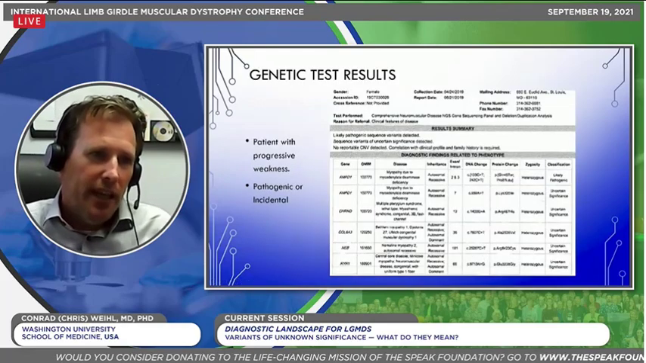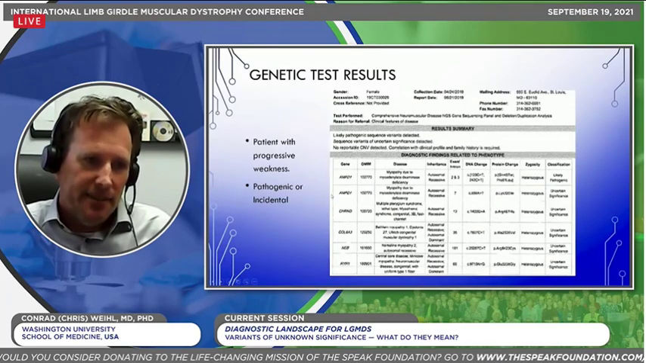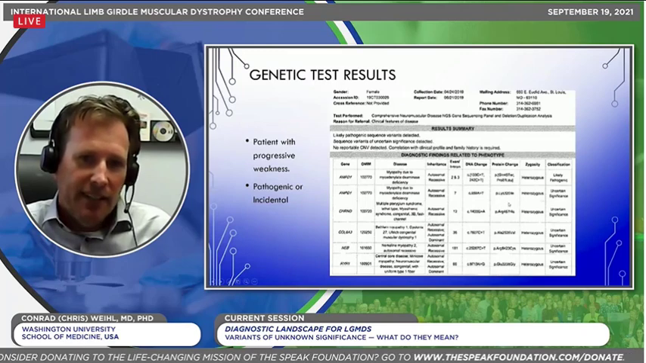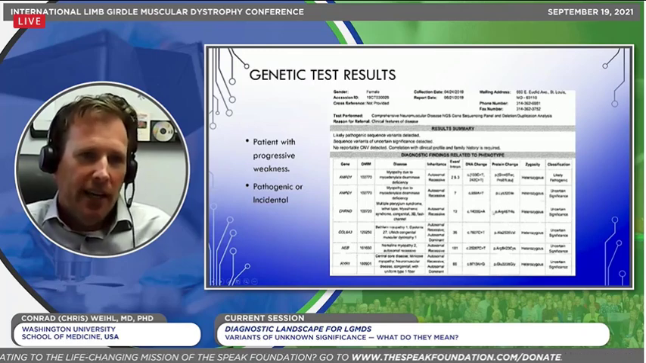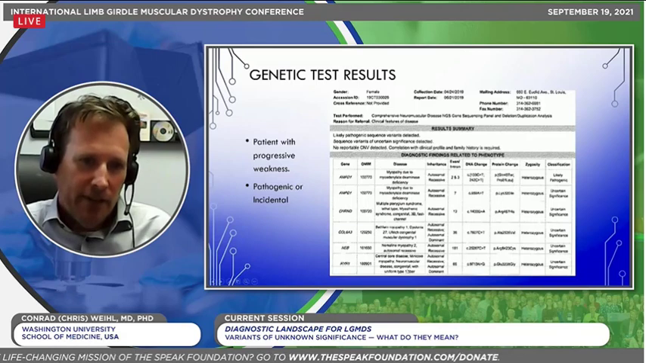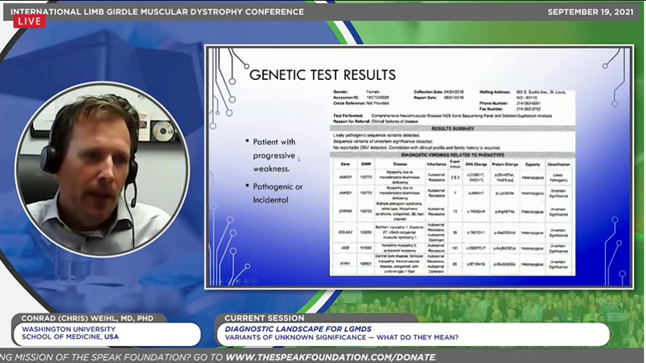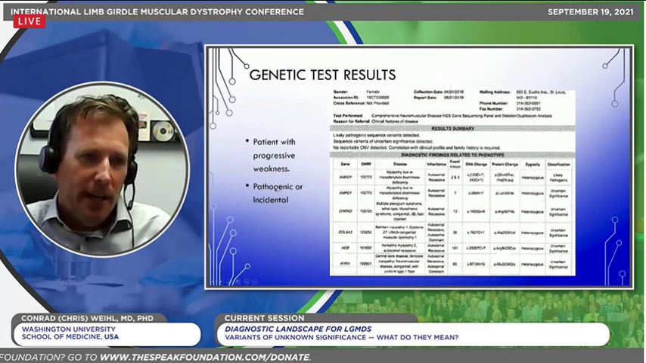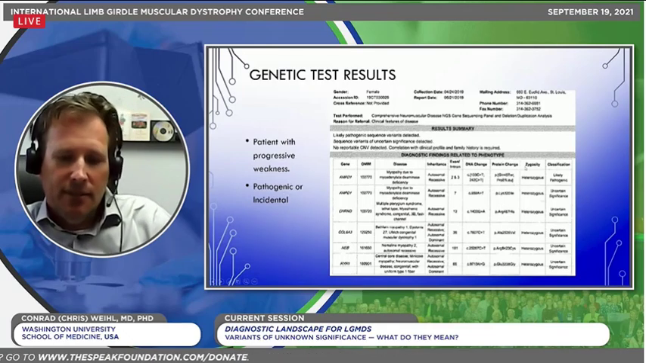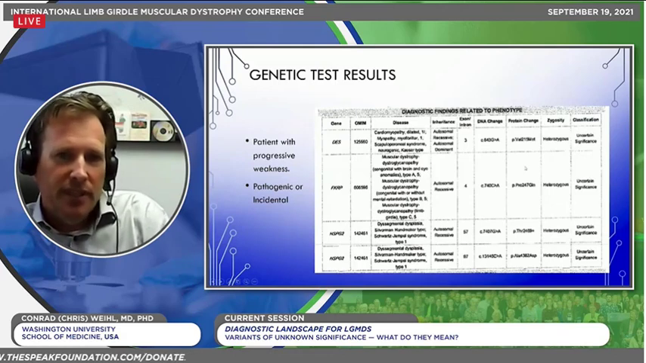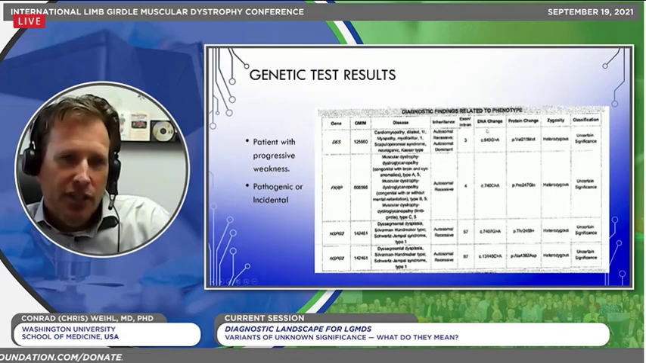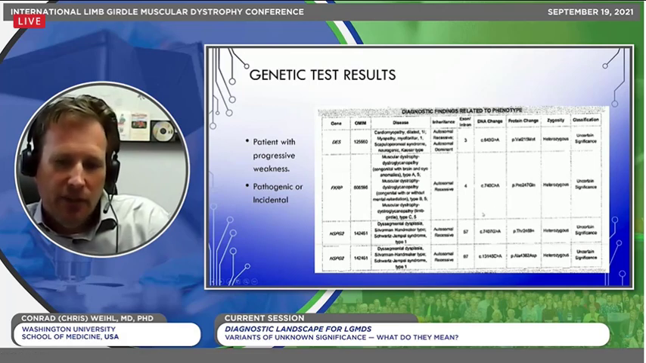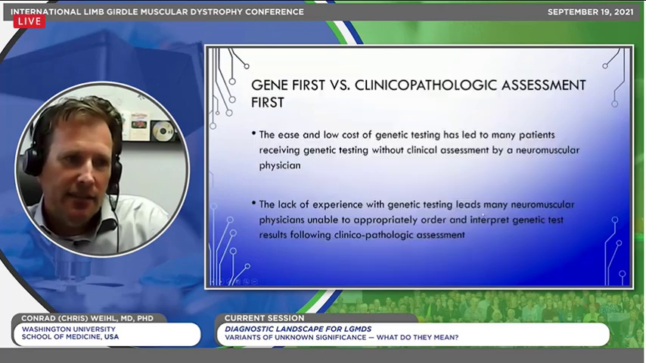And so whenever we look at genetic test results like this, and we see that they've got variants, I very well could have this exact same pattern on my test results. And so the question is, does the patient have progressive weakness, and are these pathogenic or are these incidental? And as we look through these different variants, here's another patient's genetic test results where they have variants within multiple genes, and are these pathogenic or are these incidental?